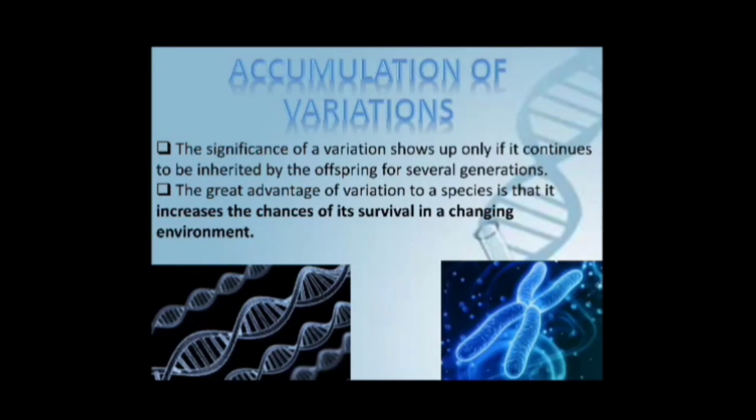The great advantage of variation to a species is that it increases the chances of its survival in a changing environment. Now, do all these variations in a species have equal chances of surviving in the environment in which they find themselves? Obviously not. Depending on the nature of variations, different individuals would have different kinds of advantages. Bacteria that can withstand heat will survive better in a heat wave, as we discussed earlier. Selection of variants by environmental factors forms the basis for evolutionary processes.